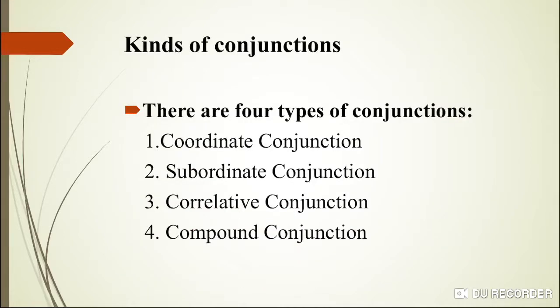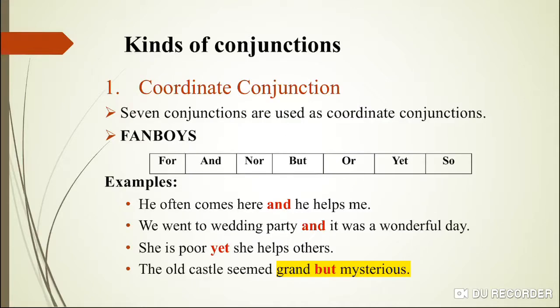There are four types of conjunctions: coordinate conjunction, subordinate conjunction, correlative conjunction, and compound conjunction, and we will do all these one by one. What is a coordinate conjunction? Very early on you would have come to know about FANBOYS. FANBOYS is an acronym. An acronym is a word made up so that we can pronounce it as one word, but it is formed from the abbreviation of different words.